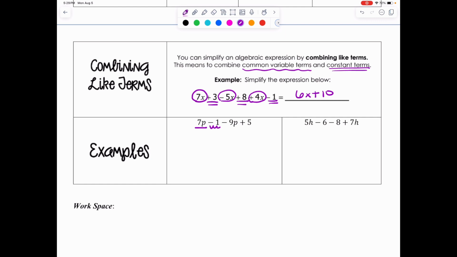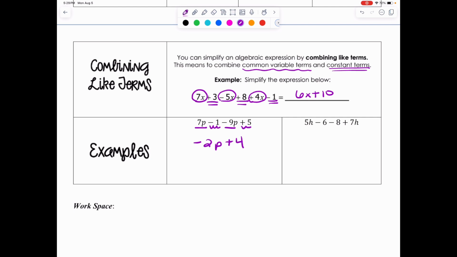So 7p, if I decide to underline this time, I would also want to underline -9p. And I see -1 is not like my variable one, so I'm giving it a different symbol coding. I'm squiggling it, and that means I'm going to squiggle underline 5. It doesn't matter what you pick: boxes, triangles, circles, lines, double underlines, squiggly lines. The point is just to take the time and find the things that are alike. So now I know I can combine 7p and negative 9p, or in other words, 7p subtract 9p, which is negative 2p. And I can do a negative 1 and a positive 5, which would be positive 4.